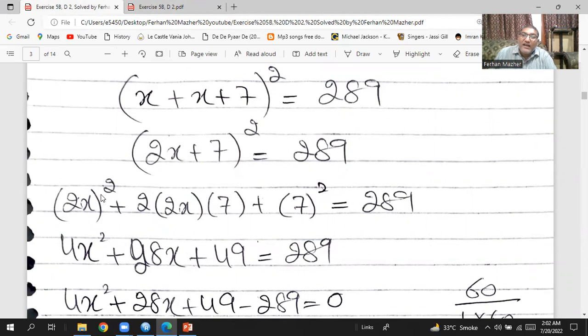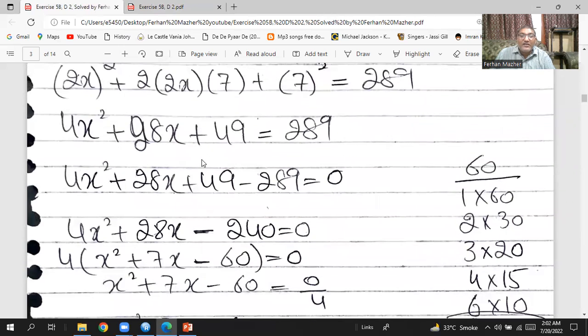So when you open it, a plus b whole squared is a squared plus 2ab plus b squared: square of the first term plus 2 into first term into second term plus square of the second term, equals 289. It will become 4x squared plus 2 into 2x into 7 plus 7 squared. So it will be 4x squared plus 28x plus 49 equals 289.